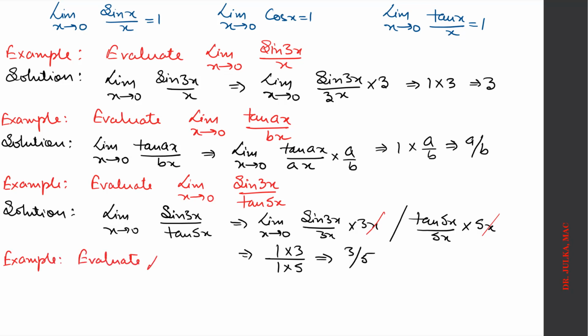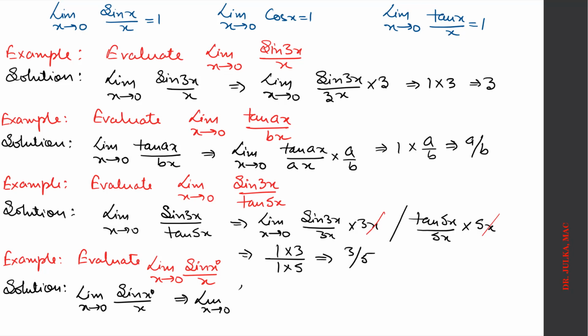Next example. Limit x tends to 0 of sin x degree divided by x. We know that 180 degrees equals pi radians. So 1 degree equals pi upon 180 and x degrees equals pi x upon 180. So limit of sin of pi x upon 180 divided by x. So multiply and divide by pi by 180. And we have the answer 1 multiplied by pi by 180, which equals 1 degree.